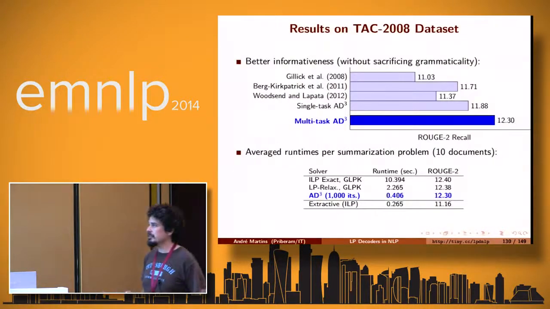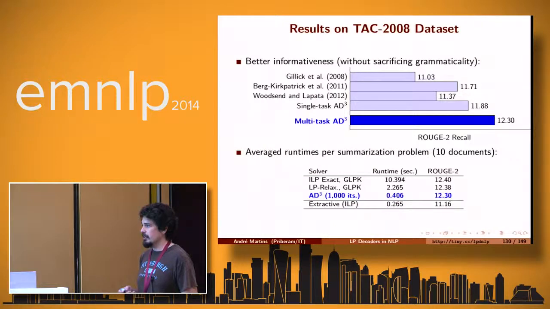And these are the results that we have obtained. So we are comparing here with an extractive system. This is the system that got the best results in the TAC 2008 shared task. These two are 2 systems that also do compressive summarization. This is what we get with the single task AD³. And with this additional training data, we managed to improve the recall, the ROUGE-2 score, which is the standard metric used to evaluate summarization.